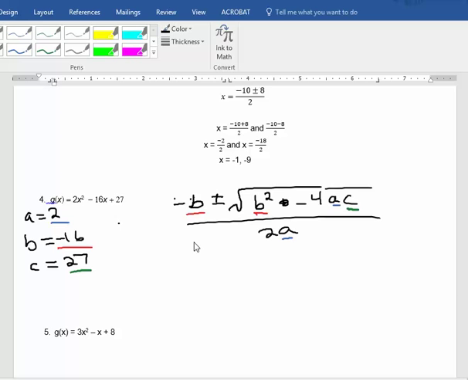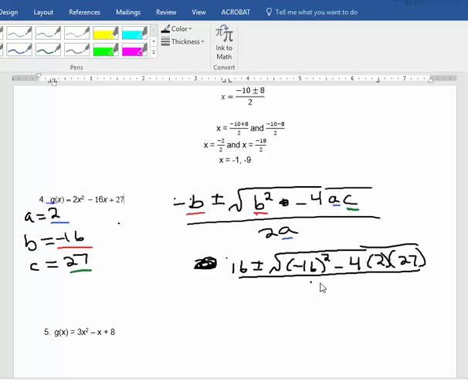So I have negative 16. I'm just going to write 32. I'm going to write 16. Negative 16 is positive 16. Plus or minus the square root of b squared. That's going to be negative 16 squared. I put it in parentheses, and then a is 2 and c is 27. All over 2a. Okay, next, this is what x is going to be equal to.